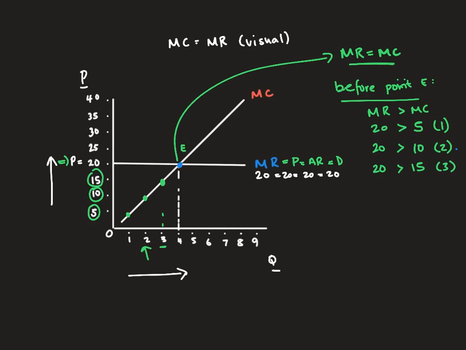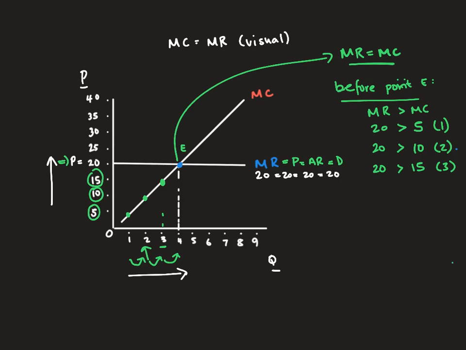Therefore, any point before point E means that our marginal revenue is greater than our marginal cost. And that means that a supplier or a manufacturer will always want to expand his output because he's allowed to, and he's allowed to sell a lot more than he's actually producing. So therefore, he'll carry on up until a certain point where MR is equal to MC.